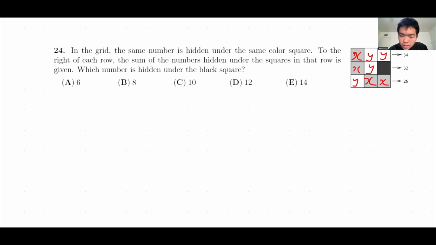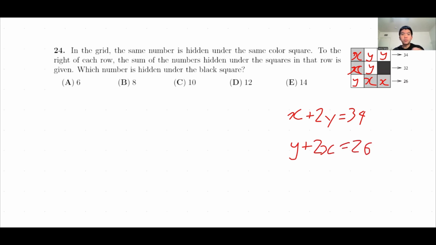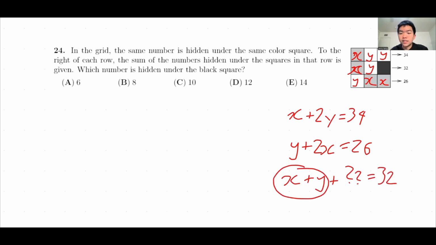So knowing that, we know X plus 2Y equals 34. We also know that on this bottom row over here, Y plus 2X equals 26. So knowing these two numbers, you might be thinking, okay, let's split up and solve for both of these variables. No, that's not what you should do. Because if we look over here, what we have is X plus Y plus mystery number equals 32. So all we really have to solve for is not X and Y individually, but if we solve for X and Y together, we can also find what our mystery number is.